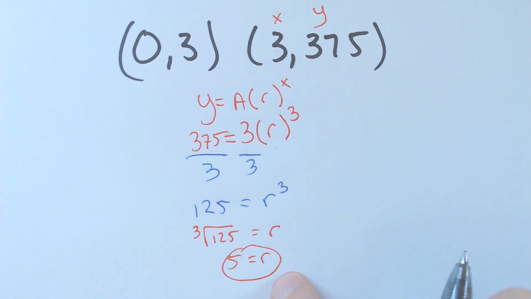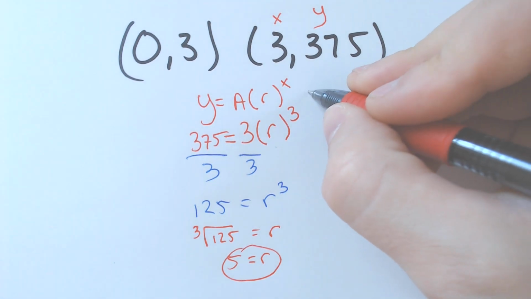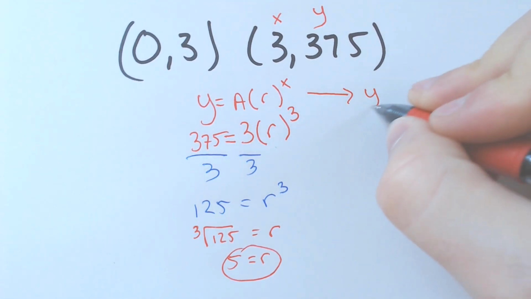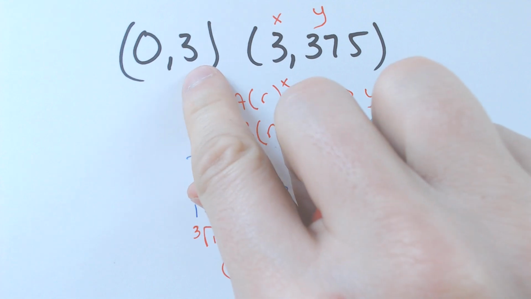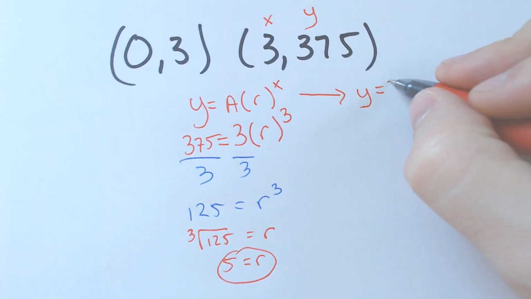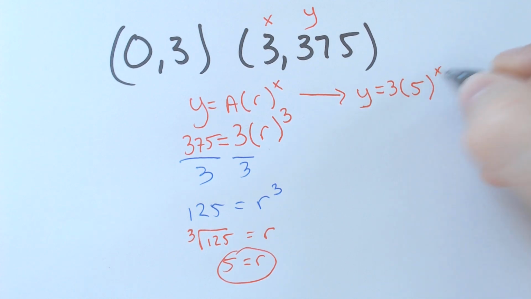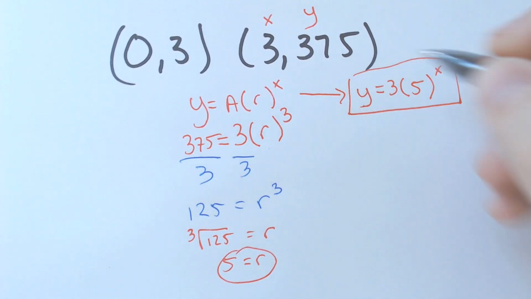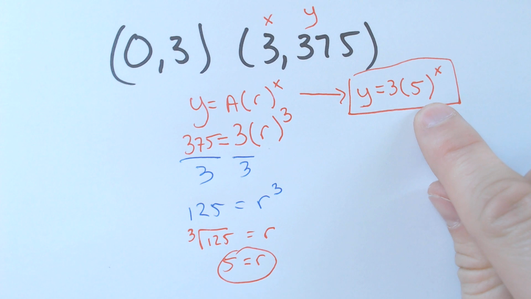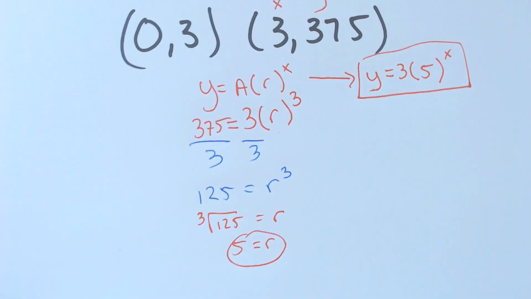But that is not the answer. Your answer is when you go back to this original equation, you plug in your y-intercept, 3, and you plug in the r value of 5. So this, when you plug in your y-intercept and your r, are going to be your official answer.